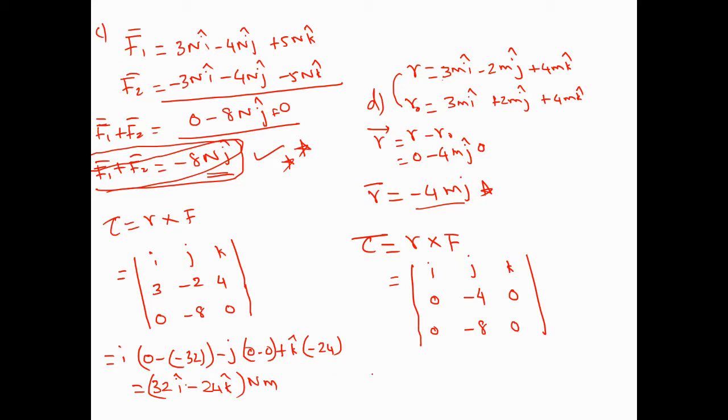So now if you just play this with multiplication: i multiplied by 0, minus j multiplied by 0, plus k multiplied by 0. So what is the answer for the torque for the last question? 0. That's it. Clear, brother?